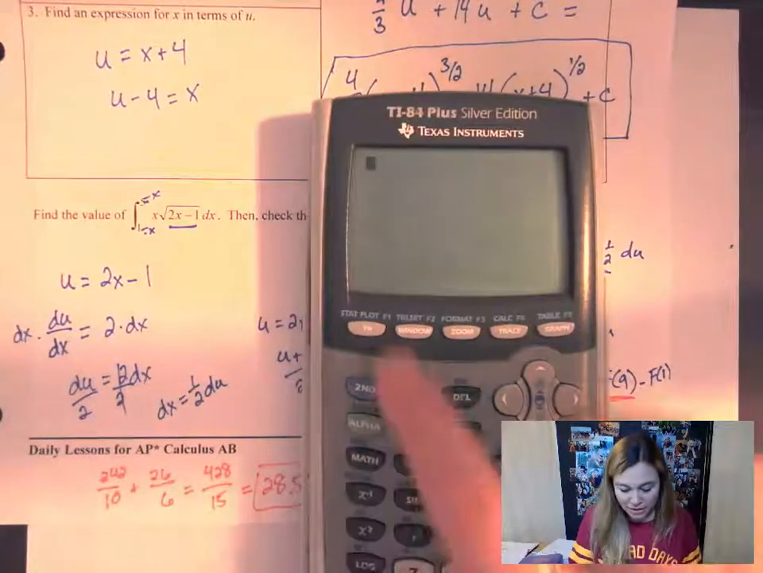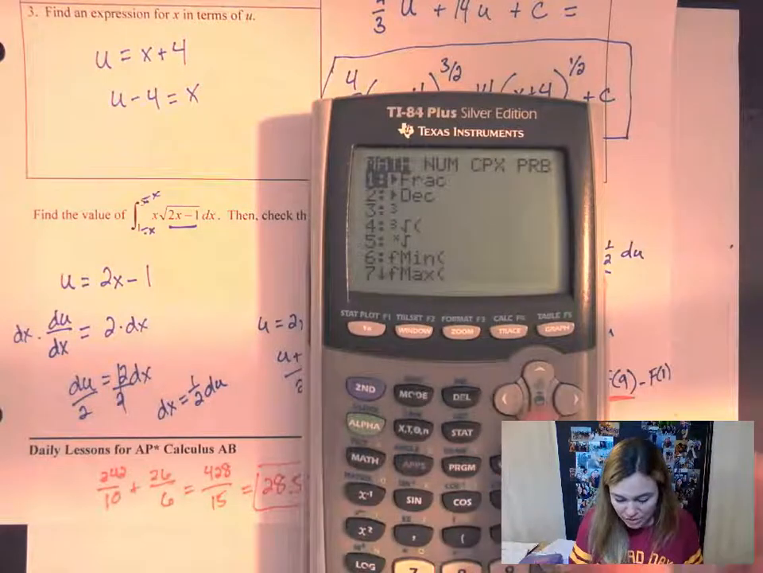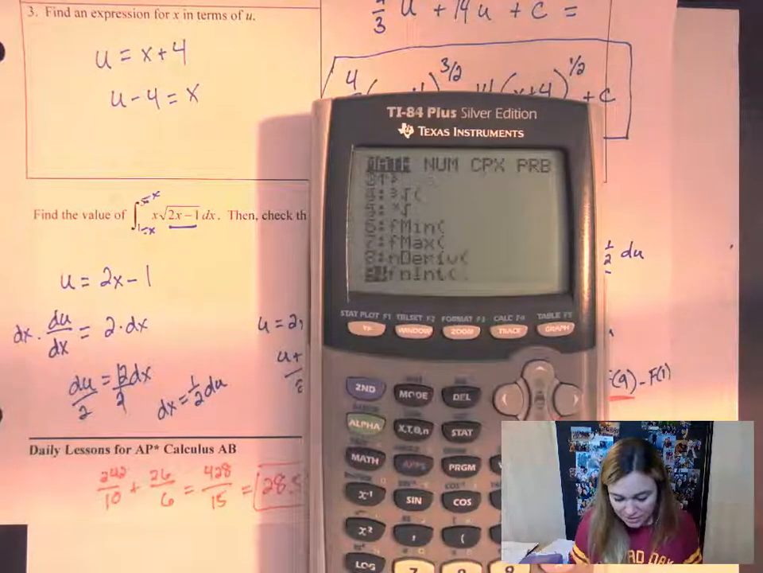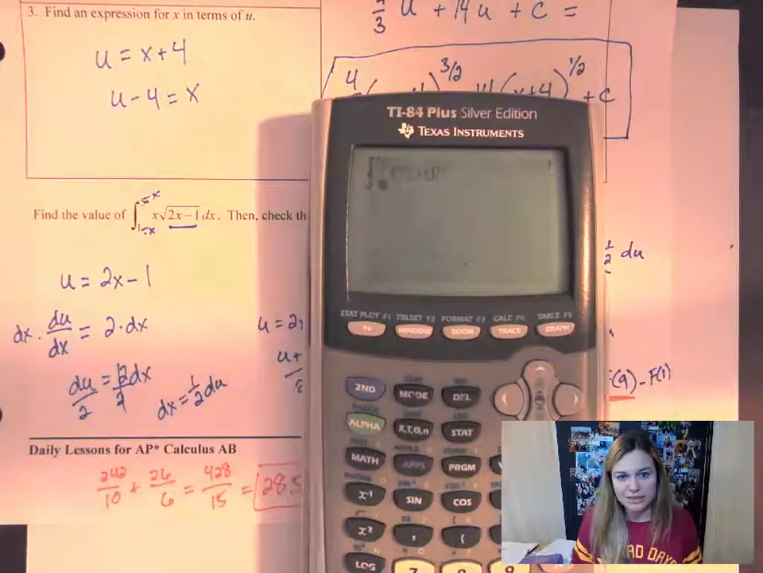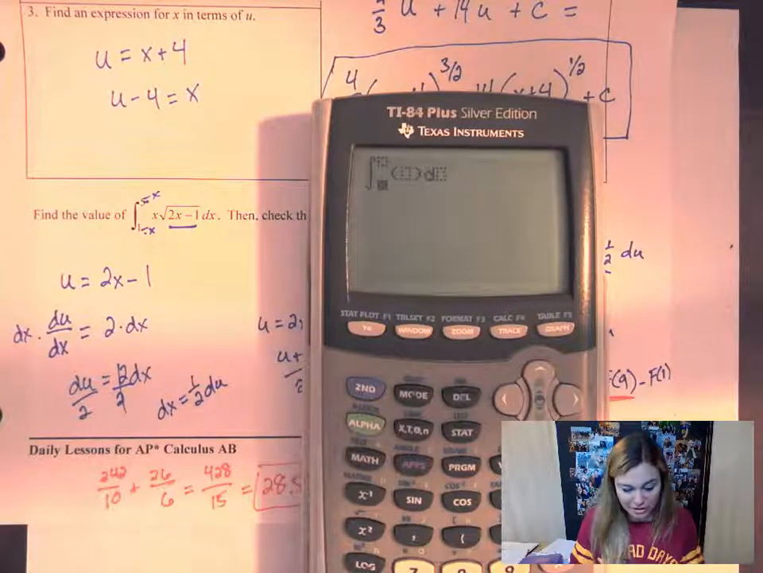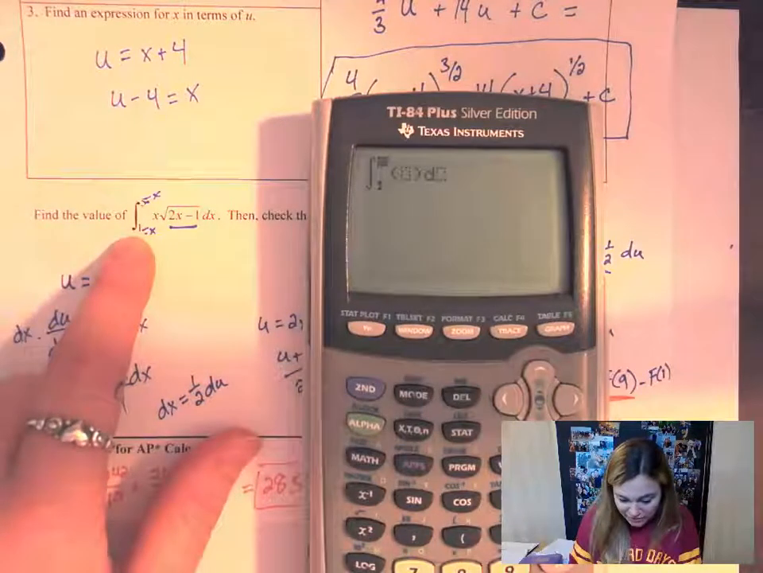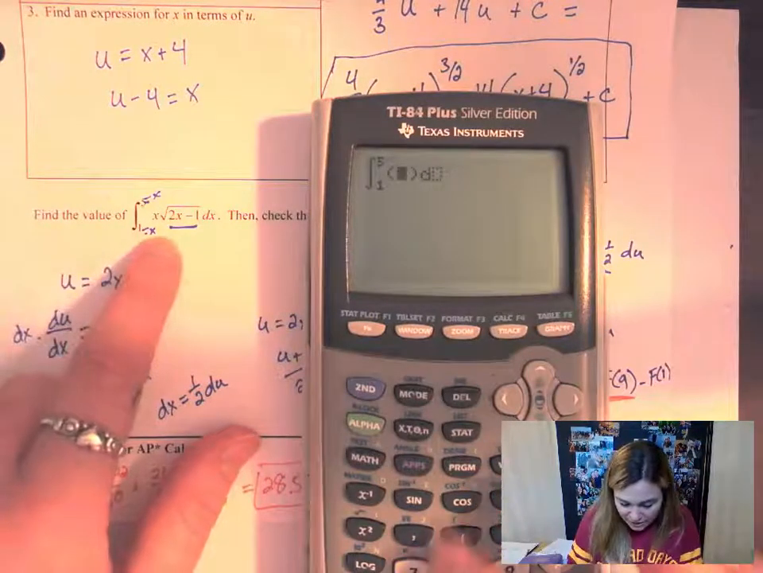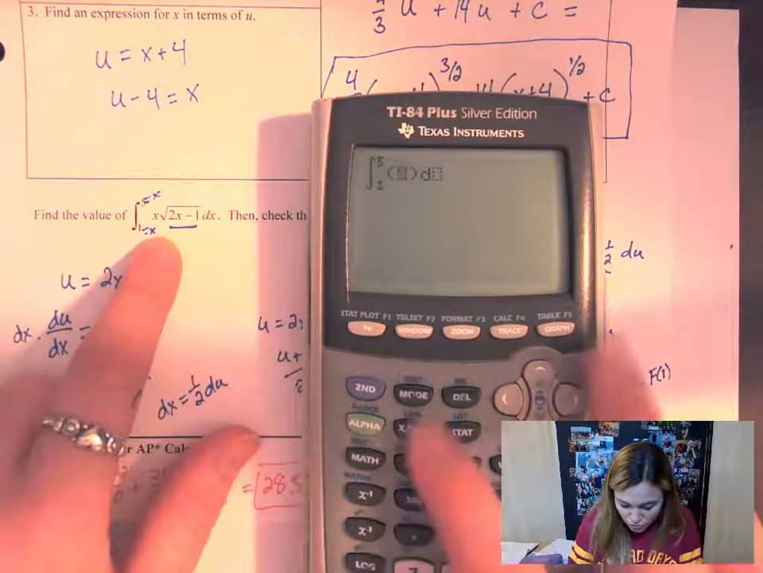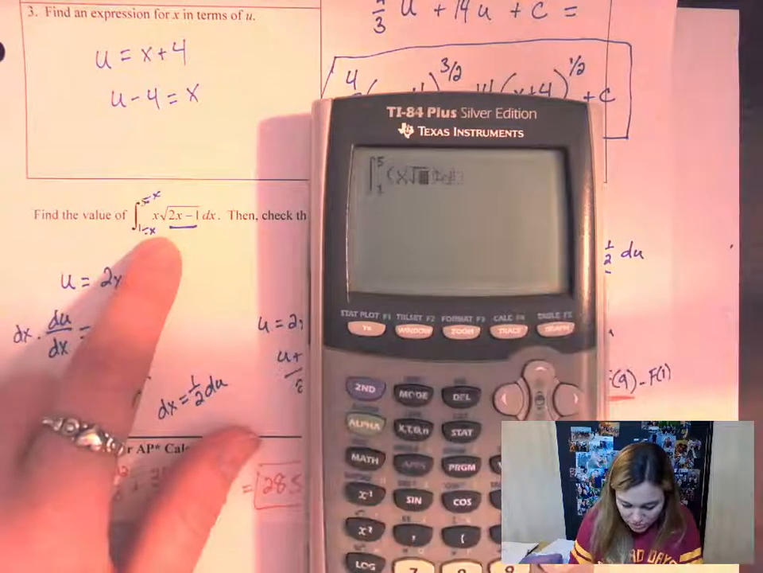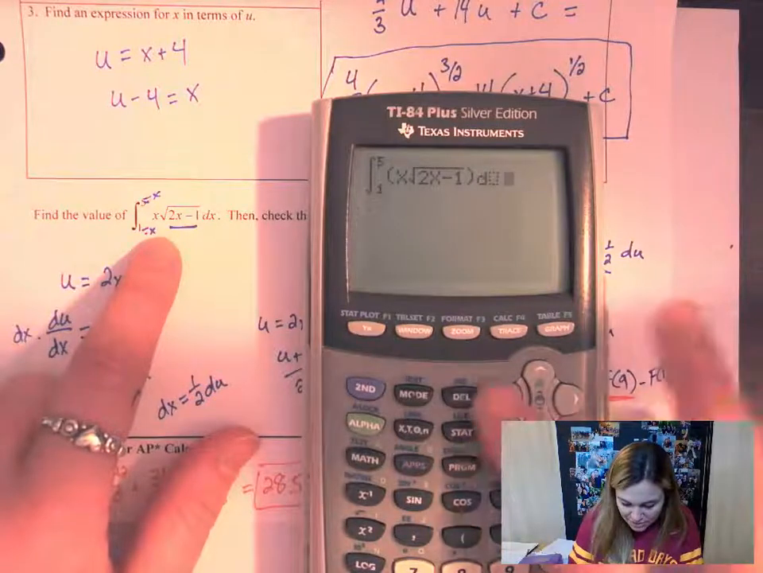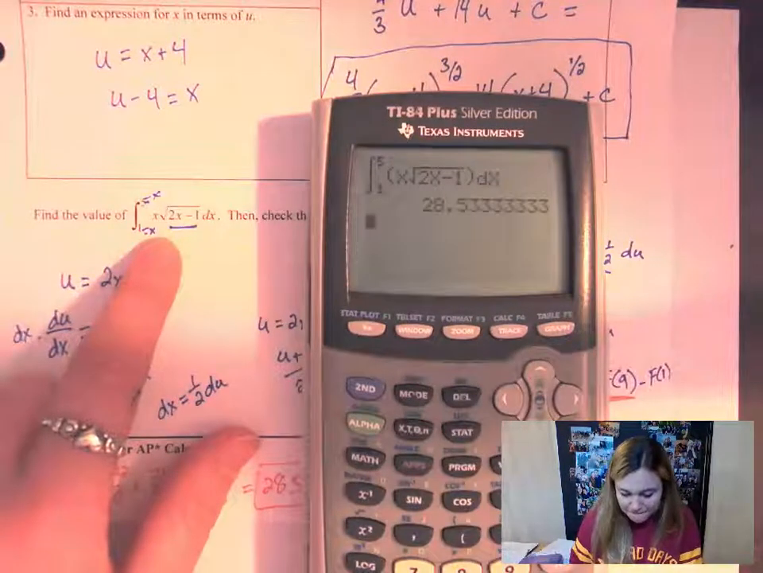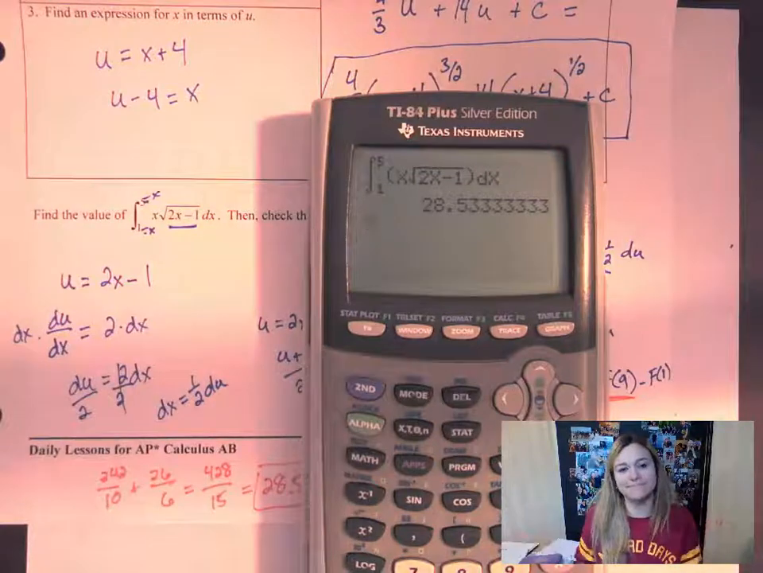But if I go into math, and then I'm going to go down to where it says the integral function integrate, I'm going to do the original function from 1 to 5, and I have x square root of 2x minus 1. Don't forget the dx at the end. Hey, we got the same thing. That's exciting.